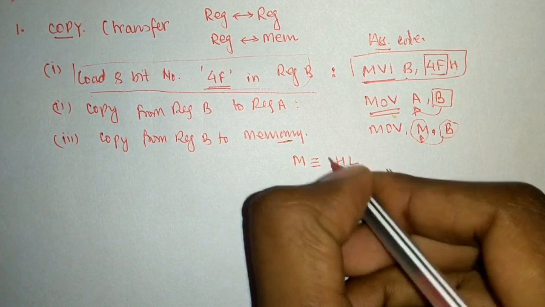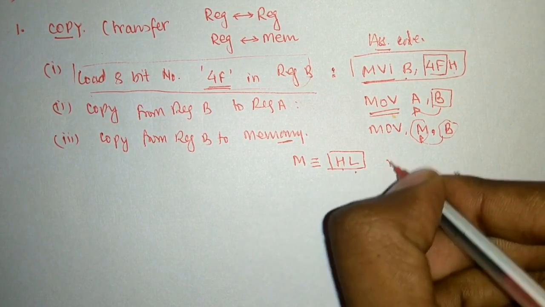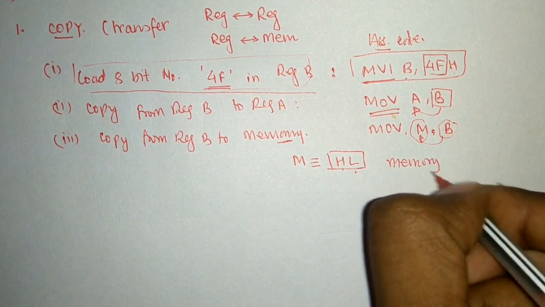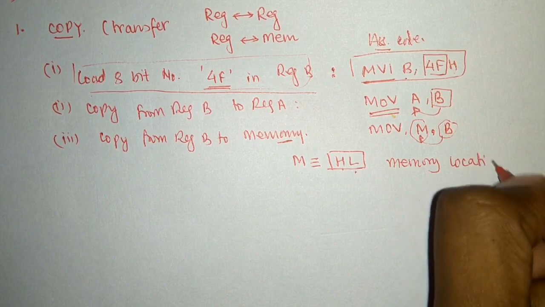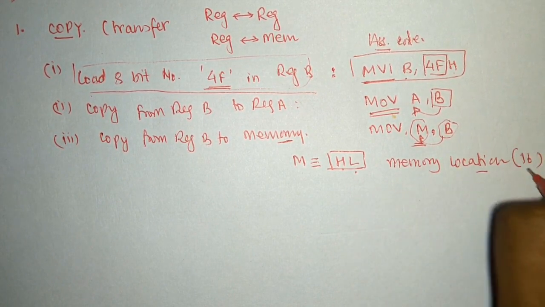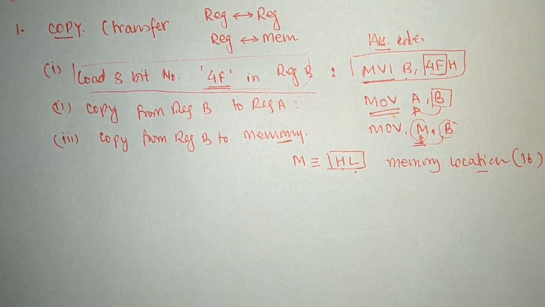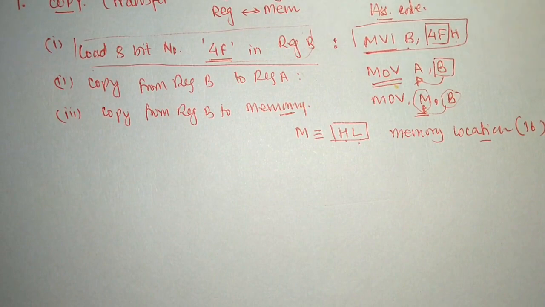So whatever is stored in our register H and register L, that is our memory location. So the HL register pair, because it is making 16-bit data here, will be giving me the memory location. So this type of copy or transfer instructions can be carried out with the help of an 8085 microprocessor.